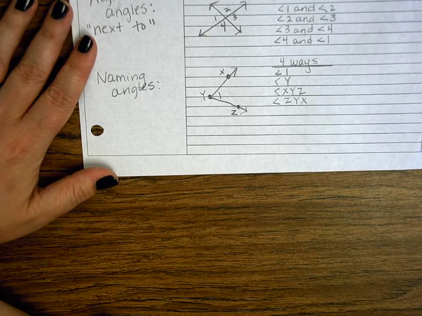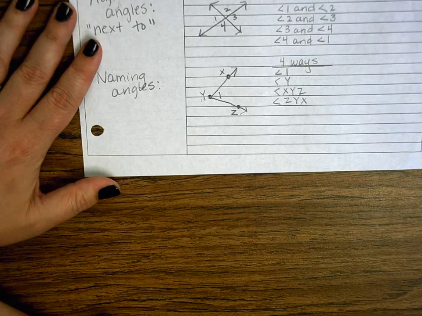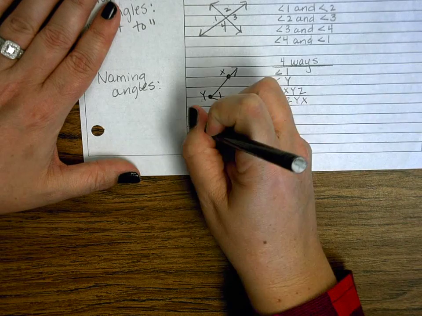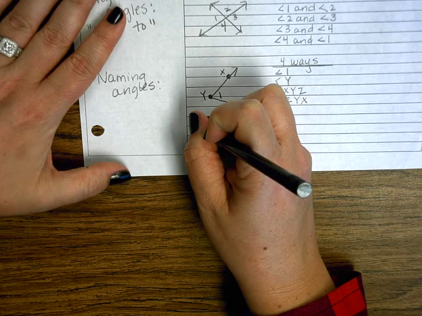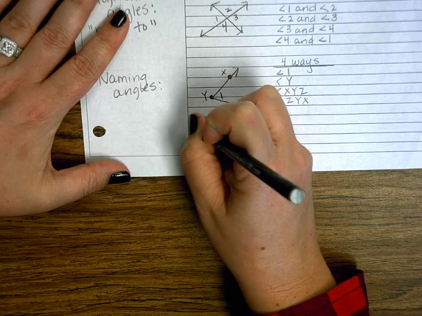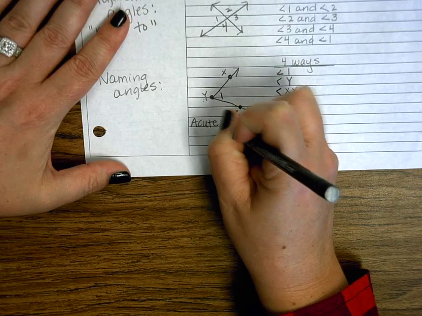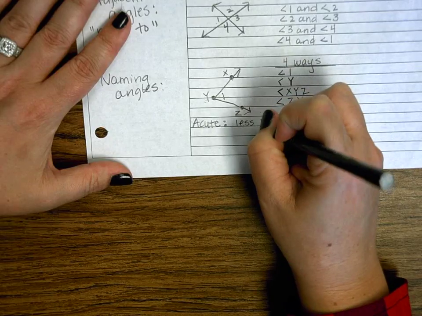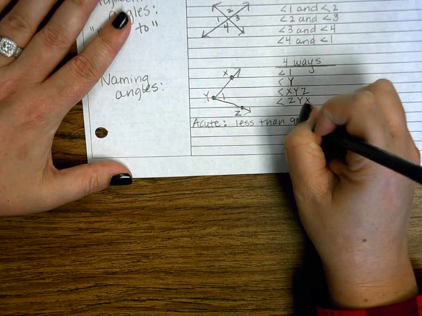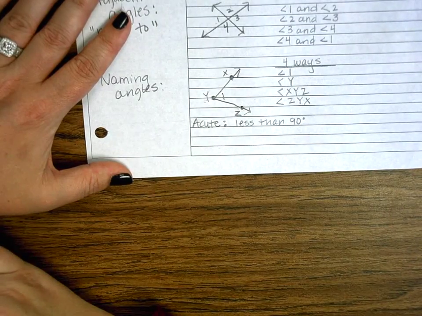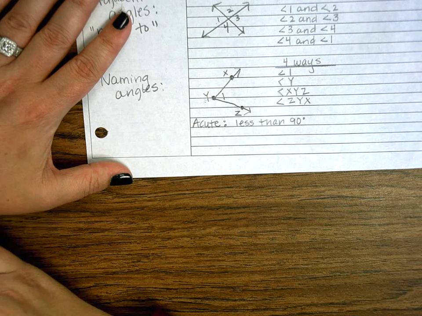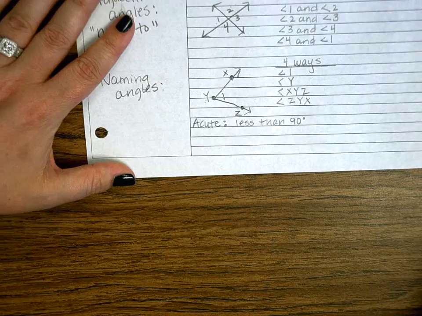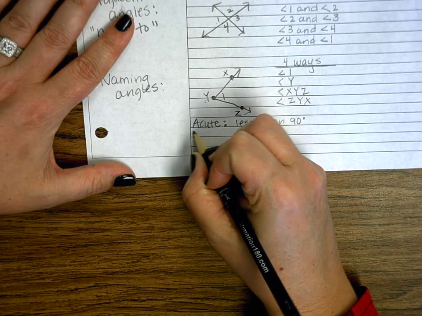Okay, there's quite a lot of vocabulary in this lesson, so I'm going to break it down real quick because a lot of you know this. So let's go with acute. A lot of you know that one. That means less than 90 degrees. Anything smaller than 90 is acute. This is a little bit of review from elementary, so I'm not going to make you write a bunch of stuff on this.